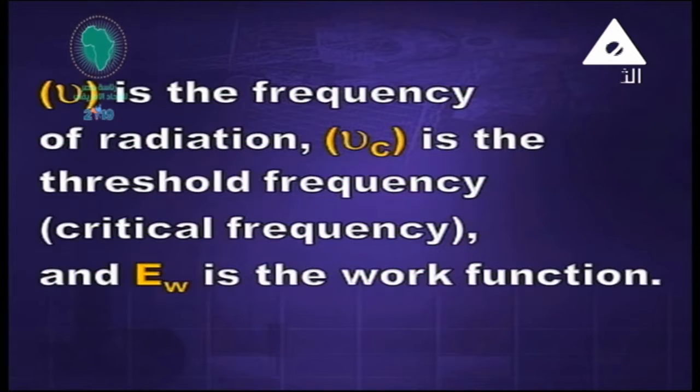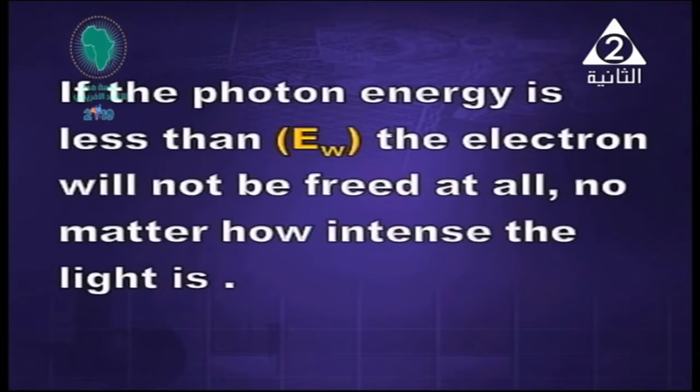Nu is the frequency of radiation. Nu c is the threshold frequency or critical frequency, and EW is the work function. And the final possibility is if the photon energy is less than the work function, the electron will not be freed at all, no matter how intense the radiation is, no matter how intense the light is.